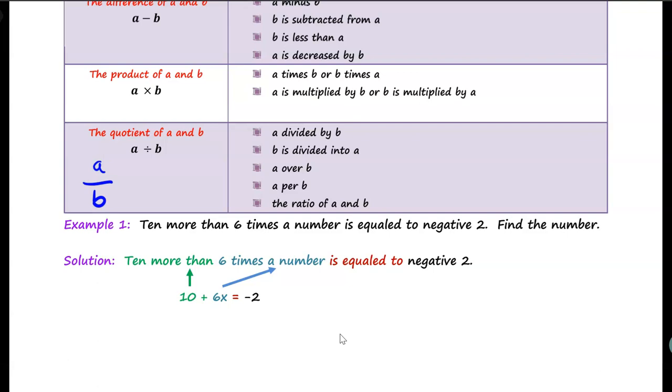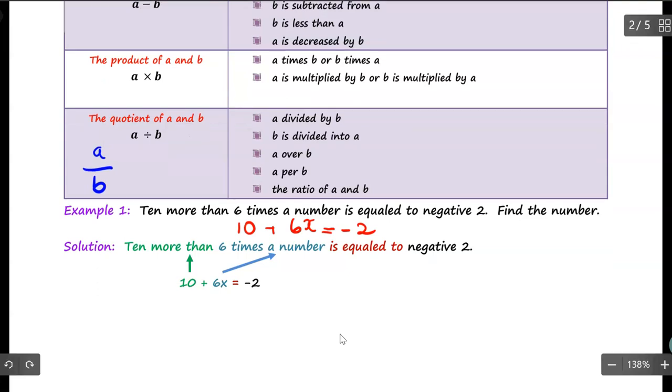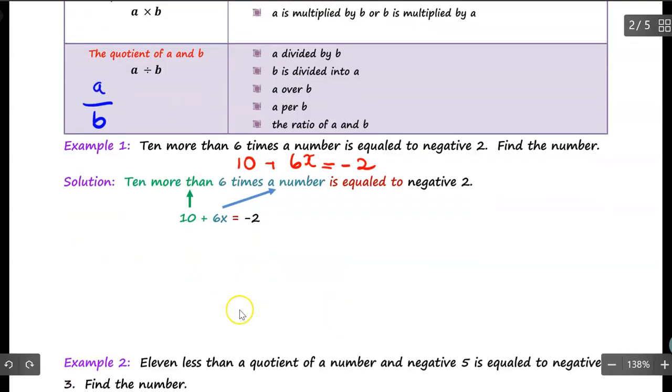So right here, I assign this number as x. Then 6 times that would be 6x. 10 more than, that means 10 plus, equal to negative 2. Alright, now that I have presented this for everyone, and I color coded it: 10 more than, I put 10 plus; 6 times a number, I put 6 multiplied by x; is equal to, is the equal sign, and negative 2.